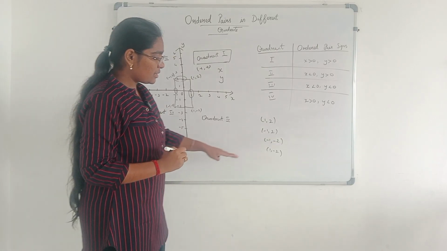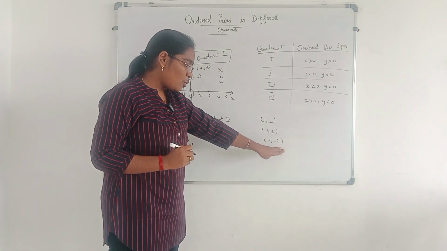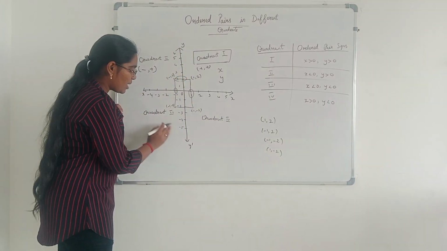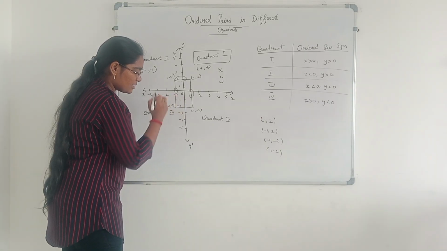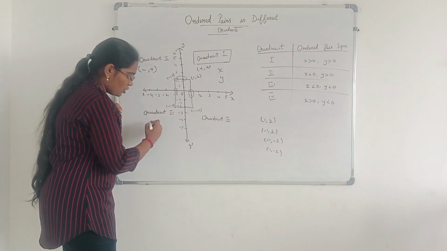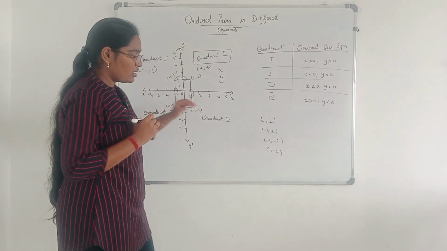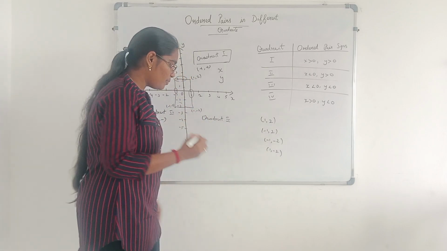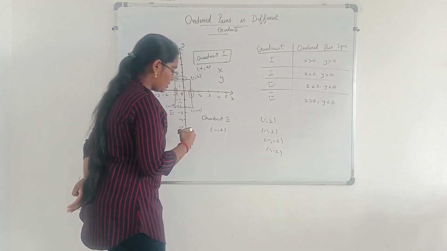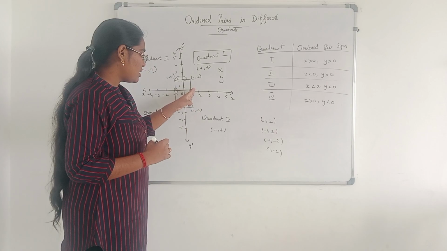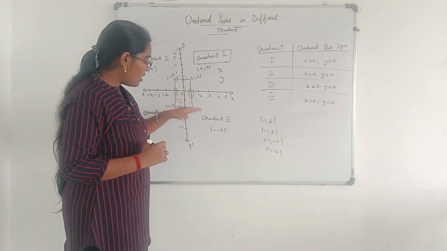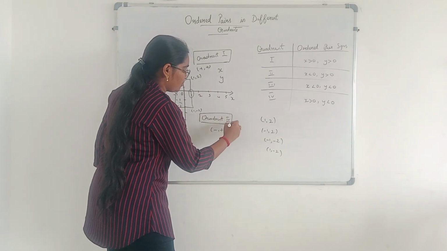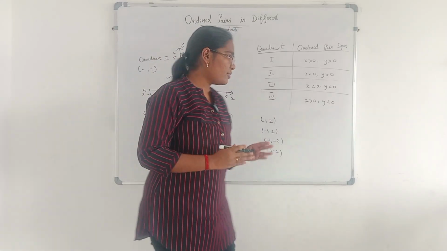Next, the third quadrant. In the third quadrant, x is less than 0 and y is also less than 0. So both values are negative. That's why we have marked in the third quadrant that x is less than 0 and y is also less than 0. So minus, minus. Next, the fourth quadrant: x is greater than 0 and y is less than 0. So x is positive, whereas y is less than 0, so negative, in this fourth quadrant. This is the Cartesian plane in 4 quadrants.